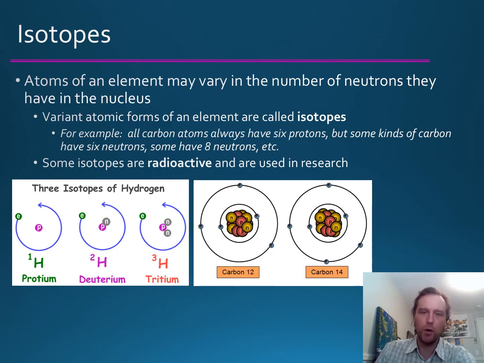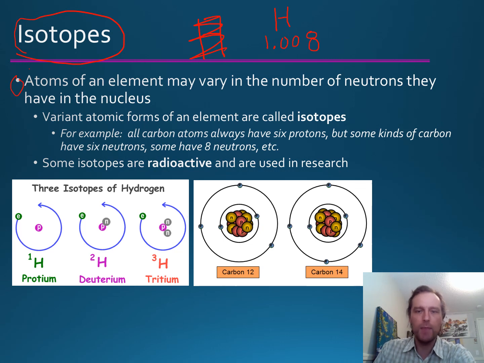Isotopes. So isotopes, going back to why is it that hydrogen, I'm going to write it out again here. Remember, I'm going to write it right there. There we go. Hydrogen, it said that the atomic weight was 1.008, and that is because some hydrogen atoms are what we call isotopes. So what's an isotope? Bullet number 1. Atoms of an element may vary in the number of neutrons they have in the nucleus. Bullet number 2. Variant atomic forms of an element are called isotopes.